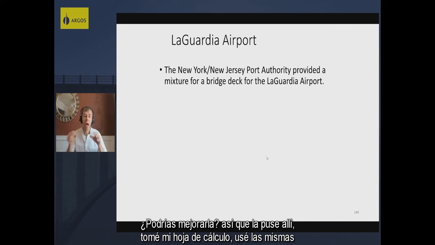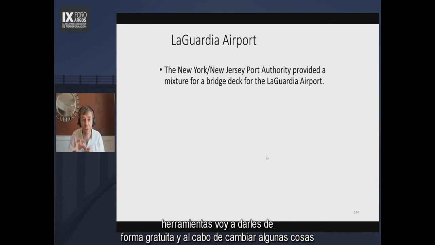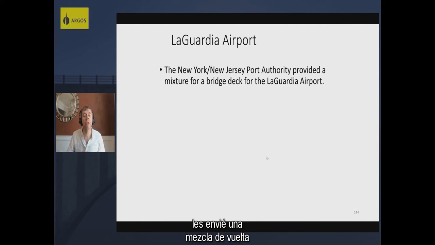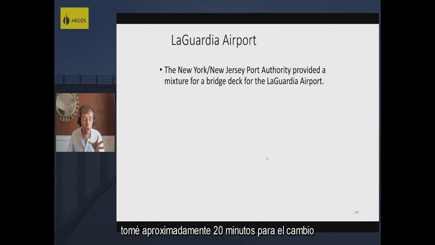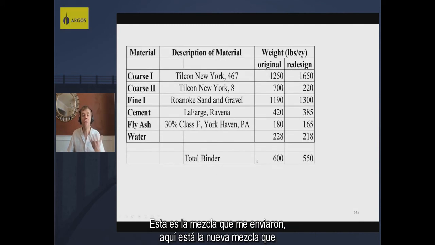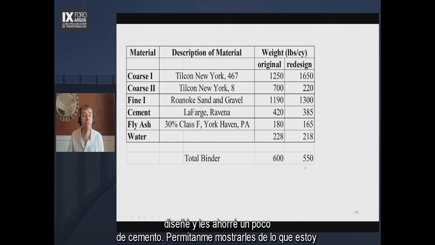So I took it with my spreadsheet, the same tools I'm going to give you for free, and I just changed some things a little bit, and I sent them a mixture back. Within about 20 minutes, I changed it. This is the mixture that they sent me. Here is the new mixture that I came up with, and I saved them some cement. Let me show you what I'm talking about.